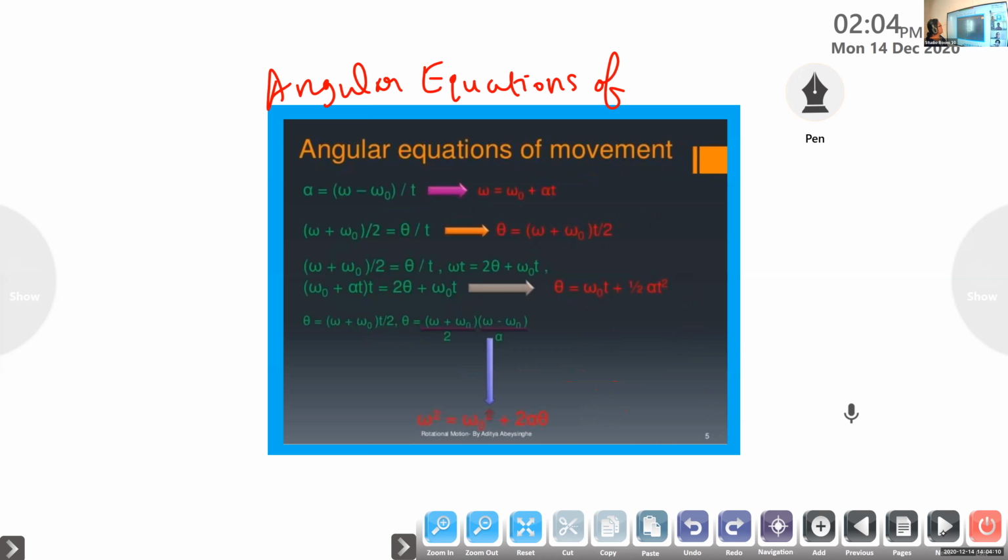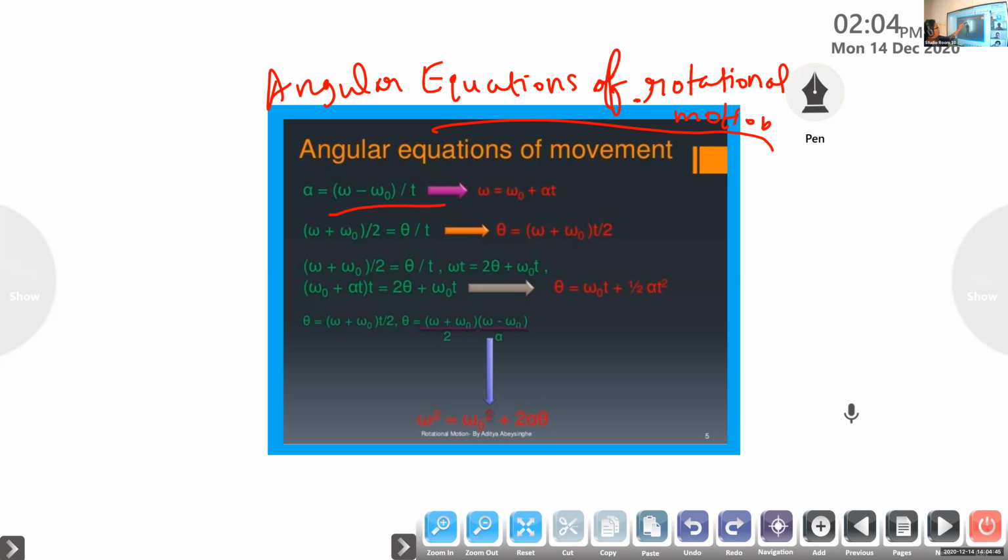Okay. Next, angular equations of rotational motion, because we are discussing rotational motion, no? We have learned equations of motion. Now, angular equations of rotational motion, because conservation of energy applies everywhere. So, you can just copy down all these equations.